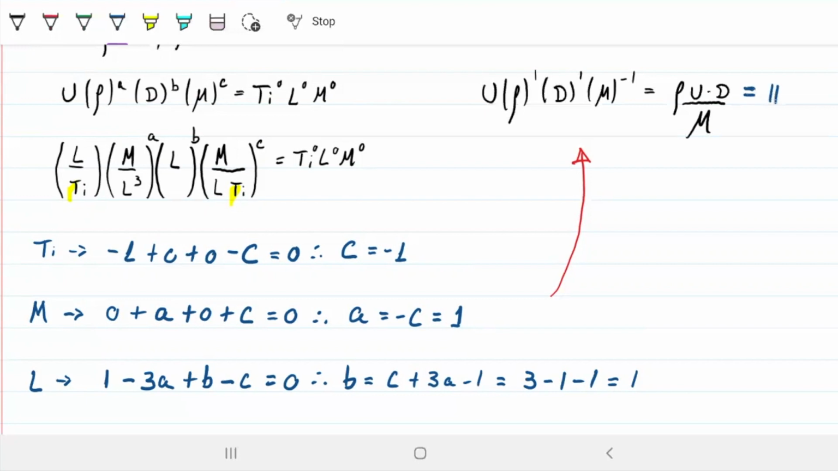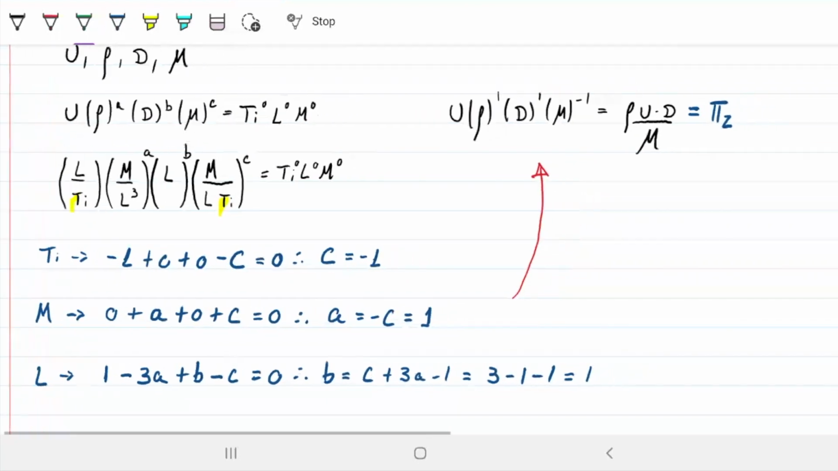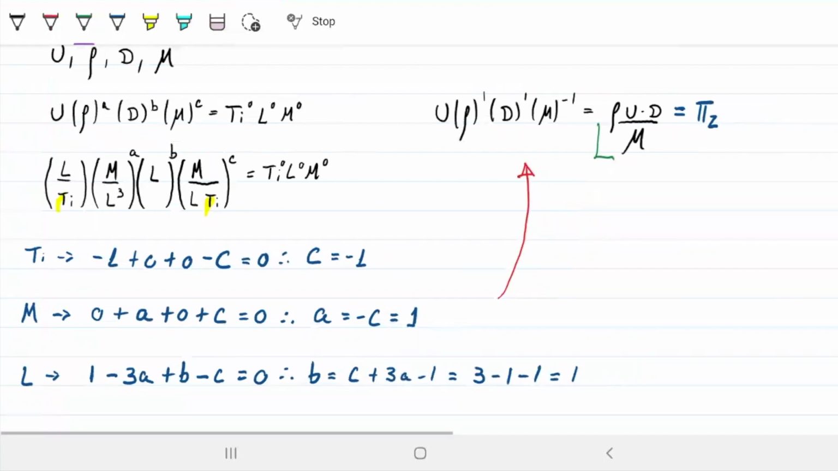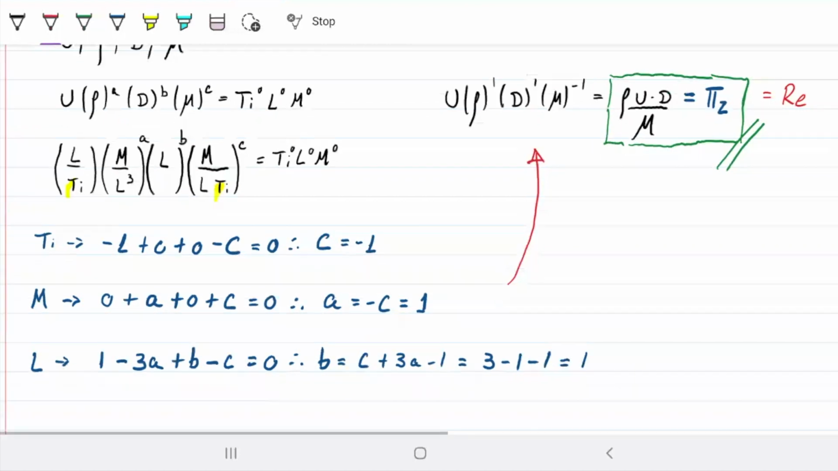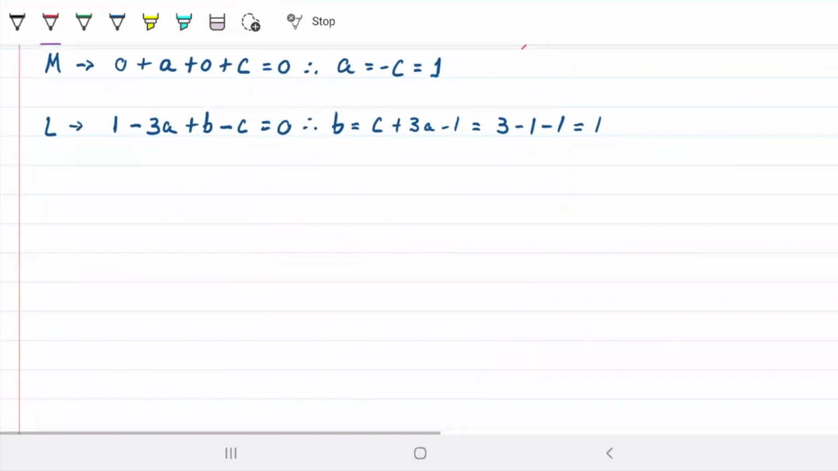Anybody knows what this is? Does it ring a bell? Yeah, right on. And if you guys remember, this is the same thing as Reynolds, right? Reynolds is precisely the forces that are trying to push the fluid forward over the forces that are trying to keep it together. So it's density, velocity, diameter over dynamic viscosity. Okay, two down, one to go.